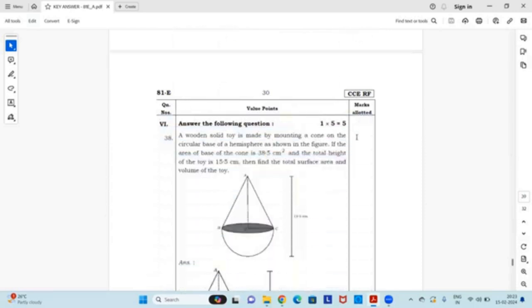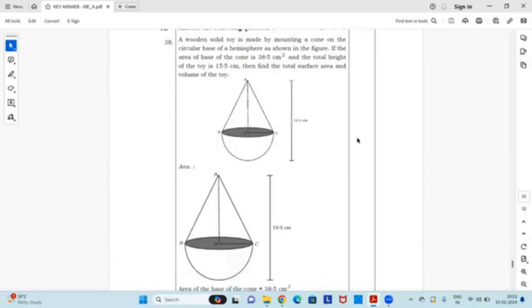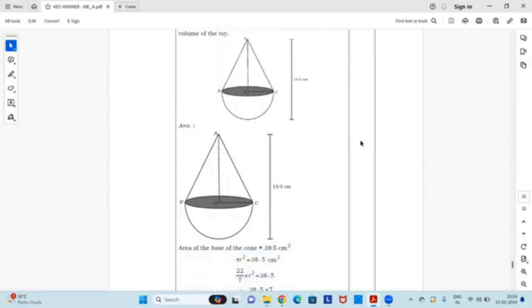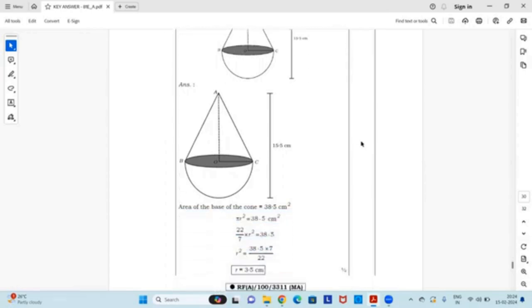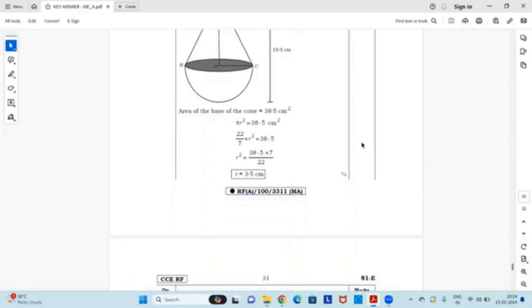Okay. Coming to the next question, 38, answer the following question. Again, a wooden solid toy is made by mounting a cone on the circular base of a hemisphere as shown in the figure. If the area of the base of the cone is 38.5 square centimeters and the total height of the toy is 15.5 centimeters, then find the total surface area and the volume of the toy. So the diagram is given, you can draw it, observe it and then solve.